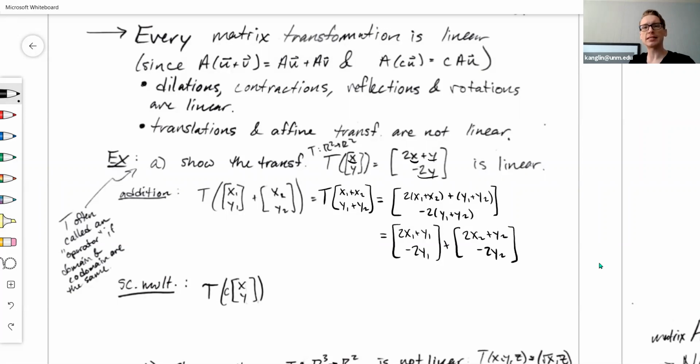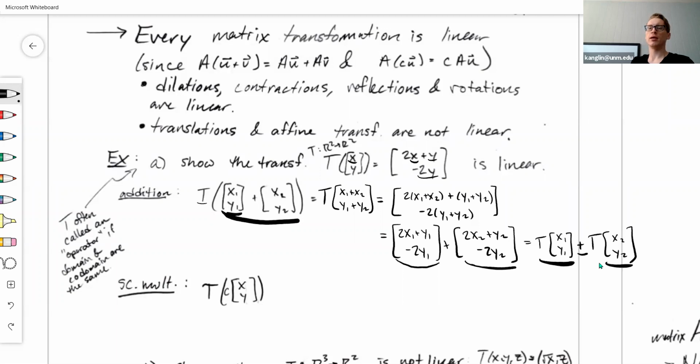And what do we have here? This is exactly what we would get if we just applied T to that first input, x1, y1. I shouldn't say x1 plus y1, it's just x1, y1. So this is T of x1, y1. And this guy is exactly what we'd get if we applied T to x2, y2. So we've seen that T of the sum is the sum of the two images. The image of the sum is the sum of the two images. So this thing does preserve addition. I should say T preserves addition.